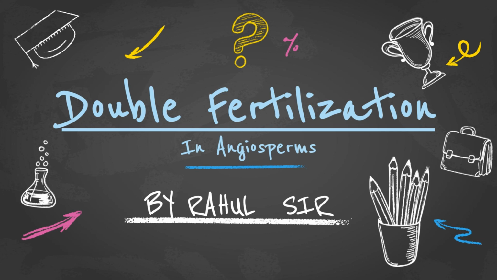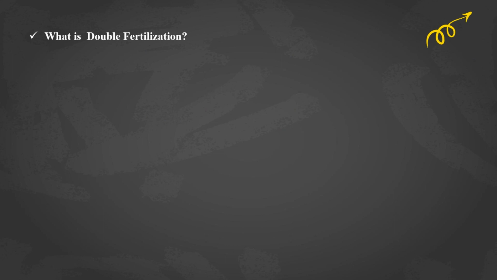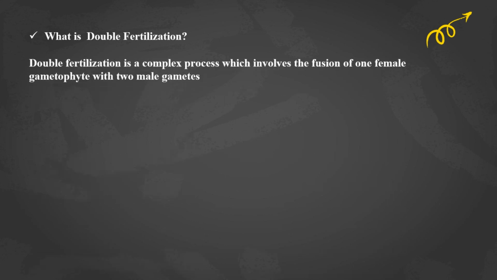So now, without wasting time, we'll come directly to today's topic, that is double fertilization in plants, especially in the flower. Once we come to the concept of double fertilization, the first thing that comes to our mind is: what is this double fertilization? Where do we get it? Definitely in plants, correct?